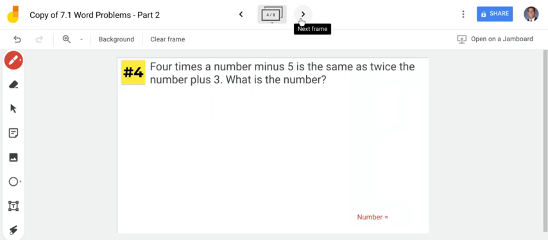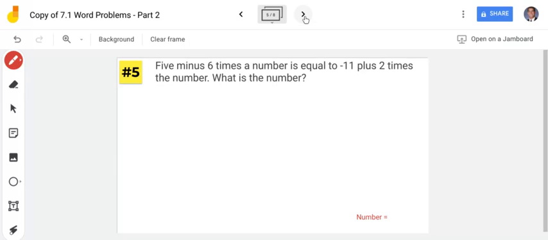So number 4, you're going to take that sentence, write an equation, then find the number. Number 5, same thing. And number 6, same thing. Write an equation, solve for the number. And number 7, just follow the 5-step solve equations. And frame 8 tells you how to turn it in.